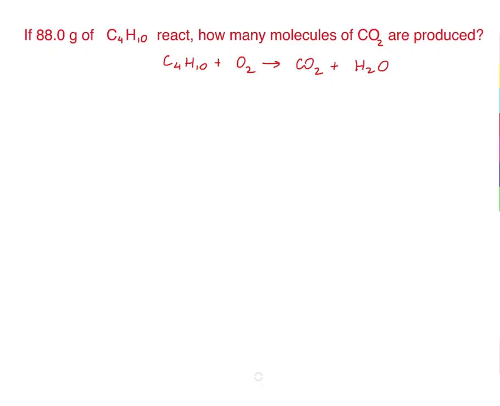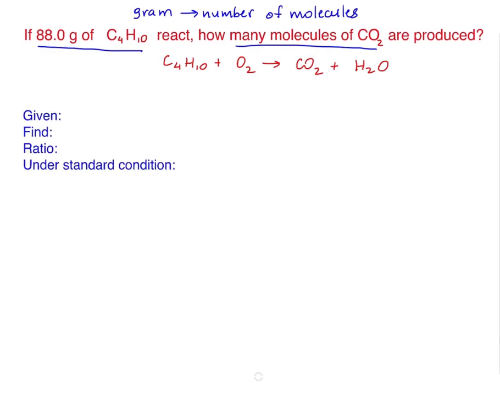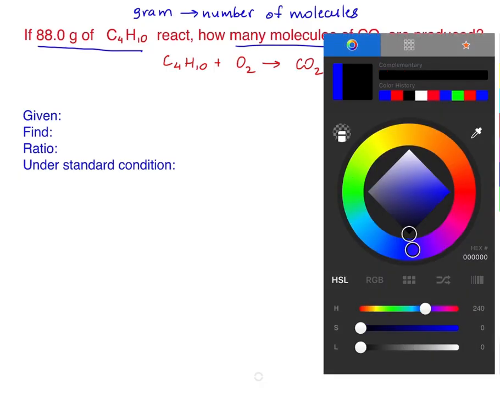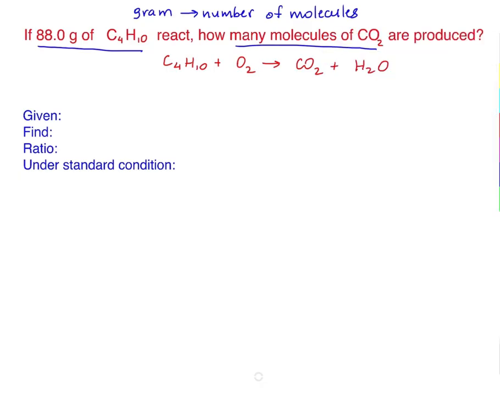Alright, the next problem is if you have 88 grams of C4H10, that's butane, and it reacts, and how many moles of carbon dioxide are produced. So now you have a gram amount, and you need to solve for the number of molecules, not the moles, the number of molecules. So first you, of course, write what's given to you.